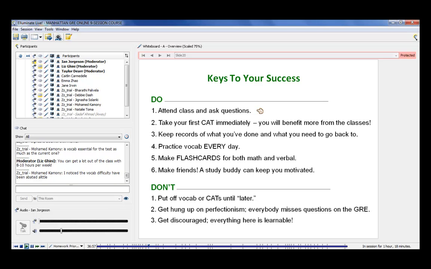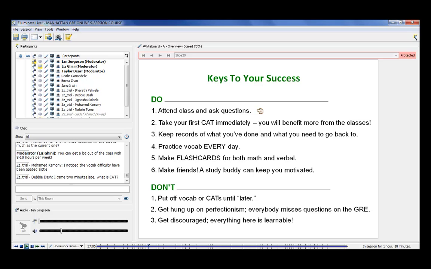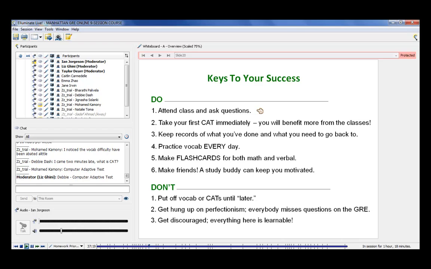One of the things that happens to people is they study too much all at once and they get burned out. After about an hour or an hour and a half, you're going to find that there are diminishing returns from continued studying. So you want to do more sessions of shorter amounts of time.